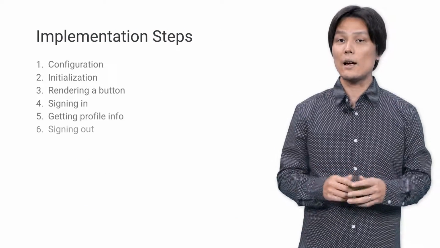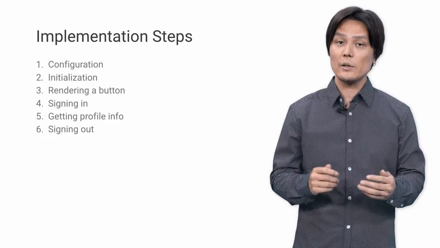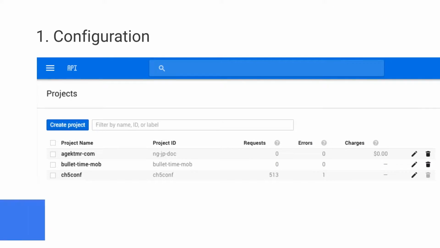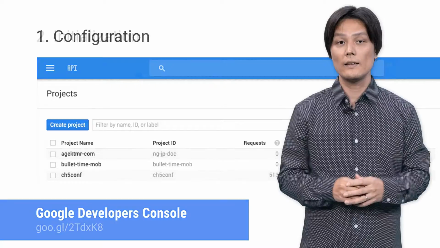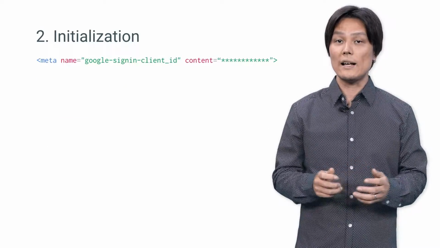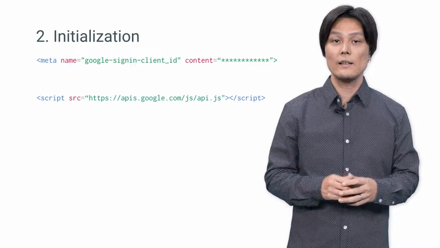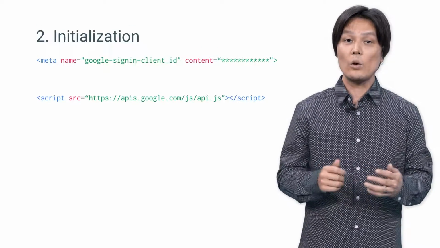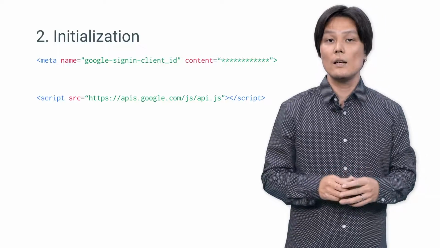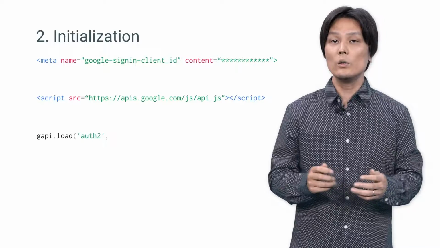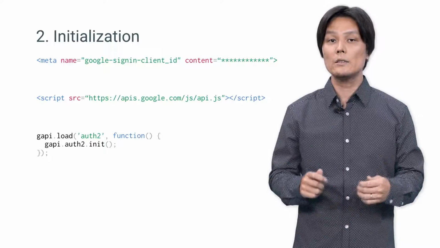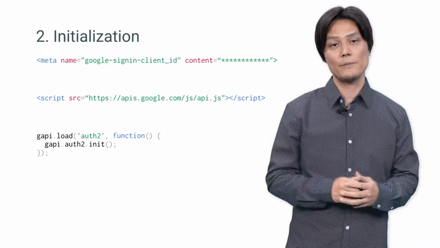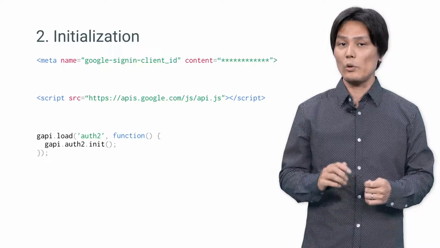Now let's take a look at how to implement Google Sign-in in just a few steps. First, head over to Google Developers Console, create a project, add a credential, configure a consent screen, and create a client ID. In HTML, add the client ID to the head section using meta tag. Then load API.js. This is the core of Google JavaScript library. When API.js is loaded, call gapi.load to import auth2 module to enable Google Sign-in. Then call gapi.auth2.init to initialize. Once these are done, you are ready.